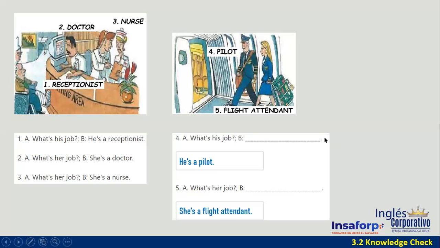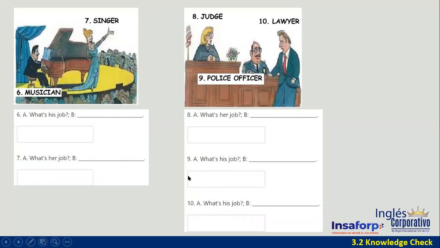Very good. Correct, right? So we are saying the profession using A or AN. Cada vez que yo expreso la profesión, agrego A or AN, ¿verdad? Muy bien. What about the next one? What about this one?